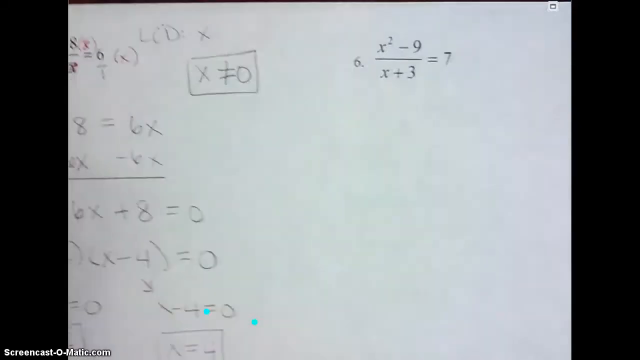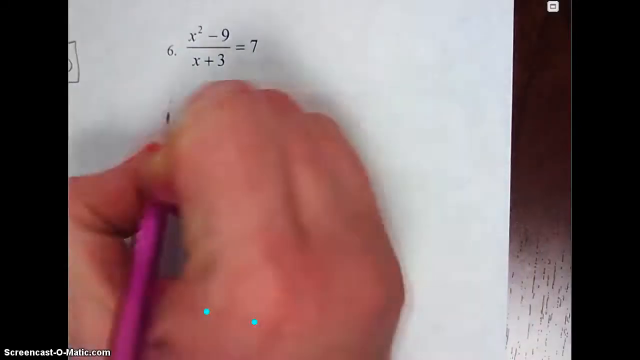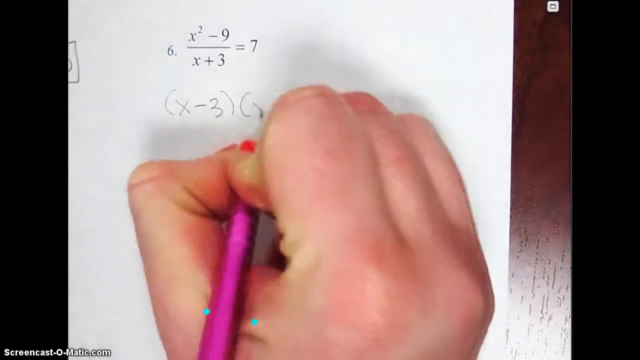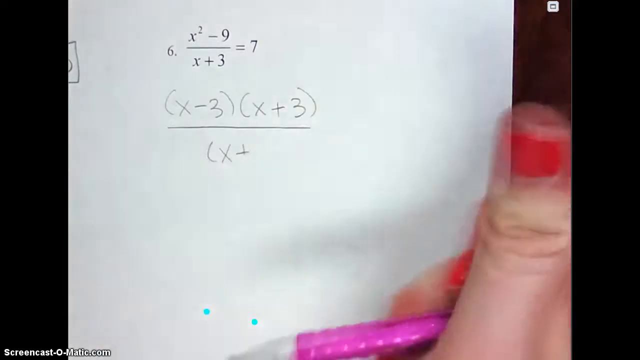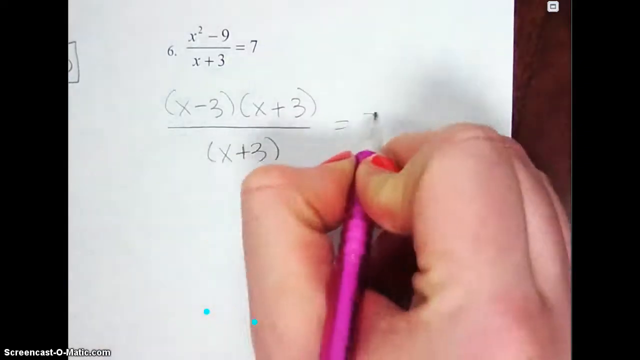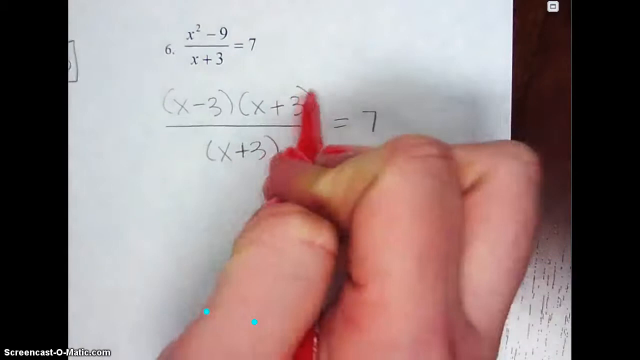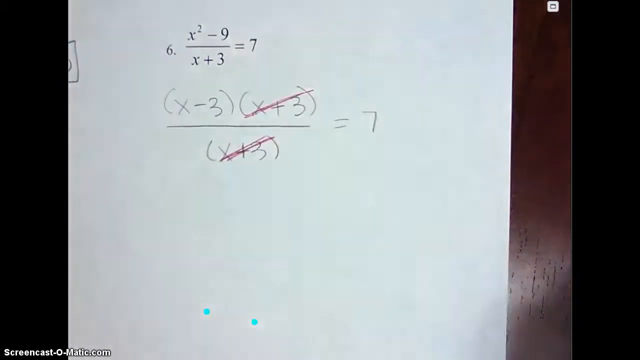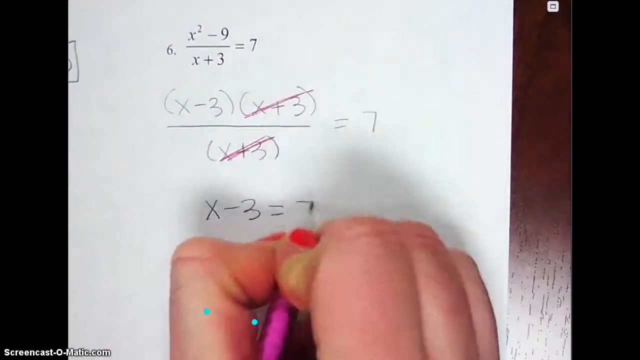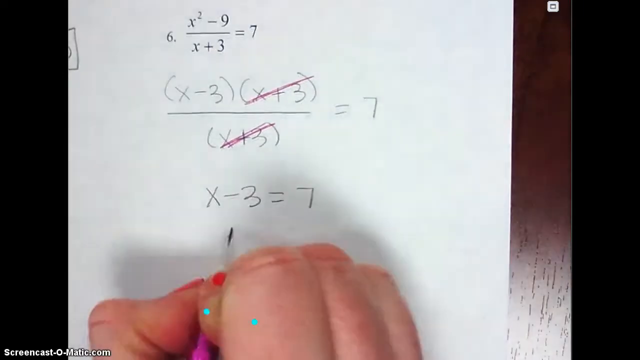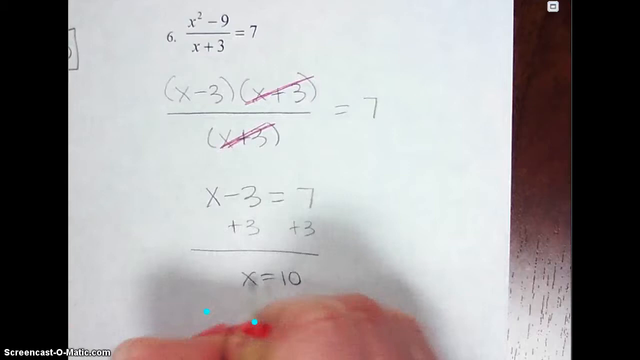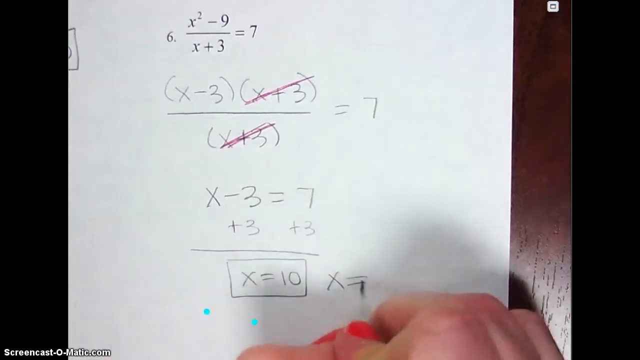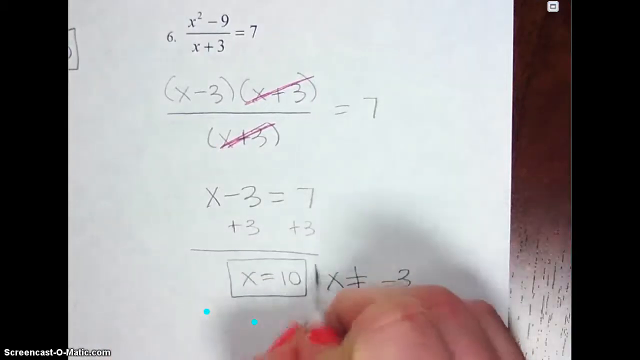So number 6, because you can factor the top, you may want to go ahead and factor it instead of doing the LCD first. This is like number 4. If you factor the top, bless you. So when you factor, you see that these cancel. And now we just have X minus 3 equals 7. And when you solve for X, what do you get? Should have gotten 10. And what can X not equal? Negative 3. Good.